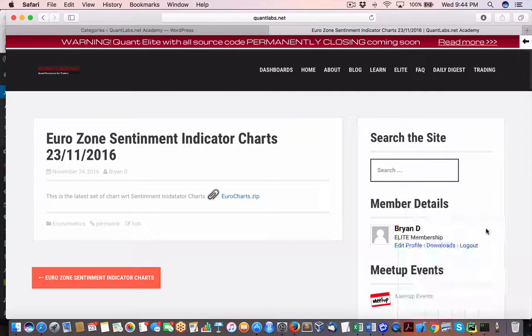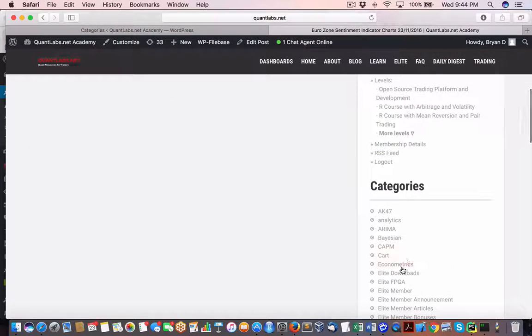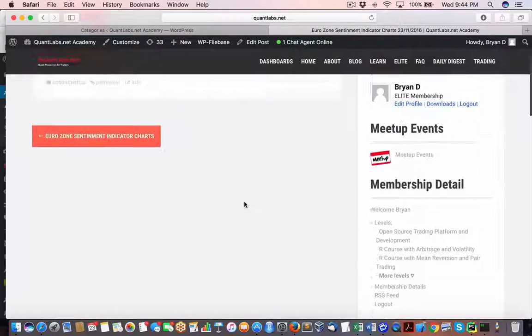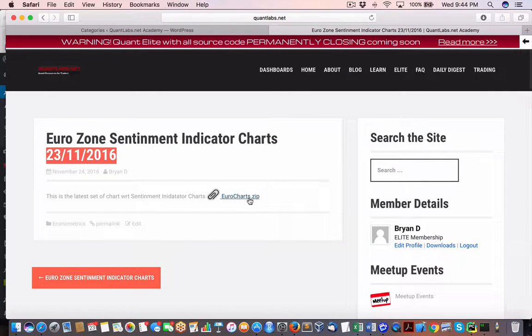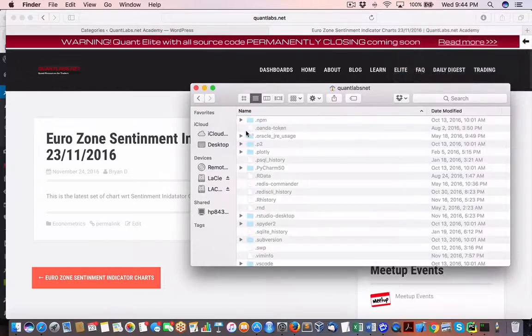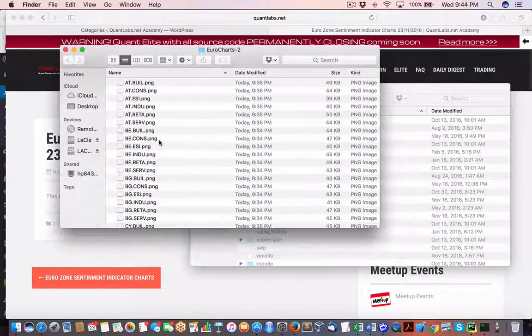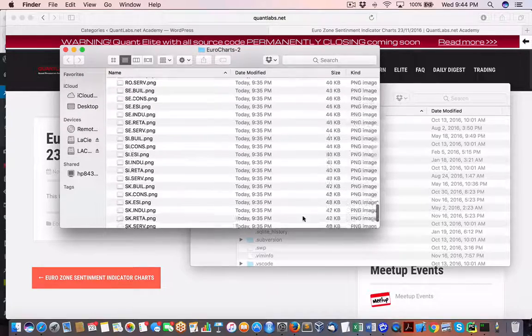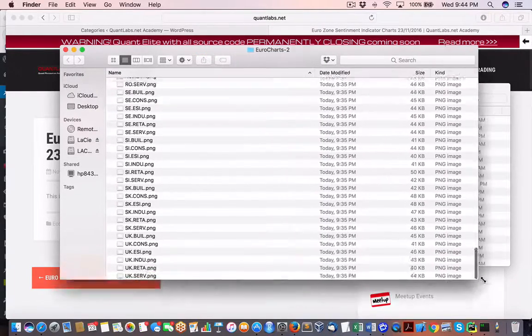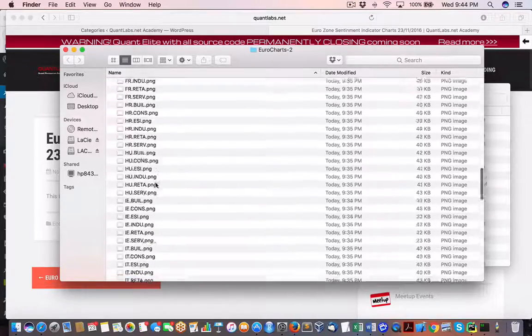Just rolling these out. The first one that we're going to process is the Eurozone sentiment indicator charts. Basically, you'll get today's date and it'll be found under the econometrics category. If you download this, either one, same download, this is the set of charts that you'll get. These are downloaded from the ESI, which is the Eurostats.